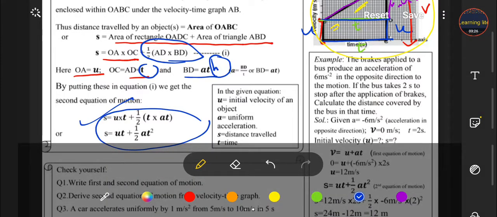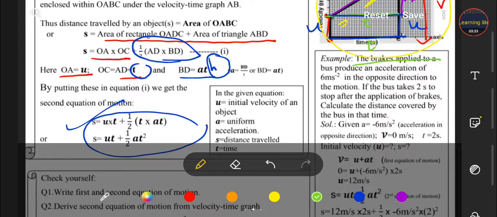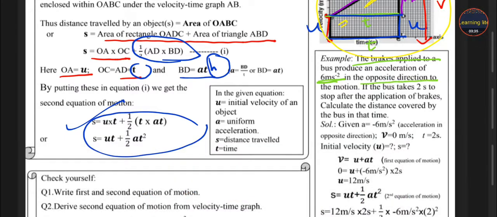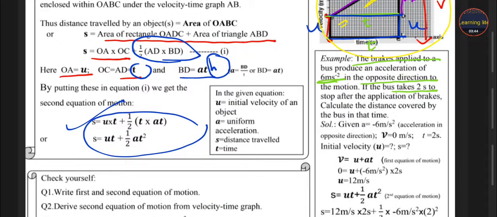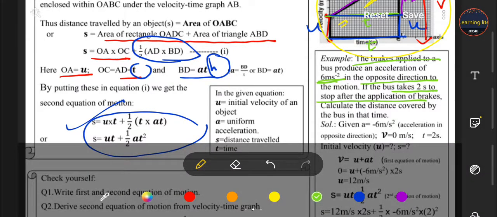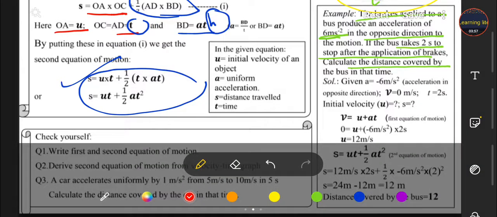Let's do one example of it. The brakes applied to a bus produce an acceleration of 6 meters per second in the opposite direction. Opposite direction means, students, the acceleration is negative, that is 6 meters per second square. It takes 2 seconds to stop. What is the time taken for the stopping? That is 2 seconds. Calculate the distance. So we have to calculate the distance. Firstly we have to note what is given in the question. You can underline that and note it.